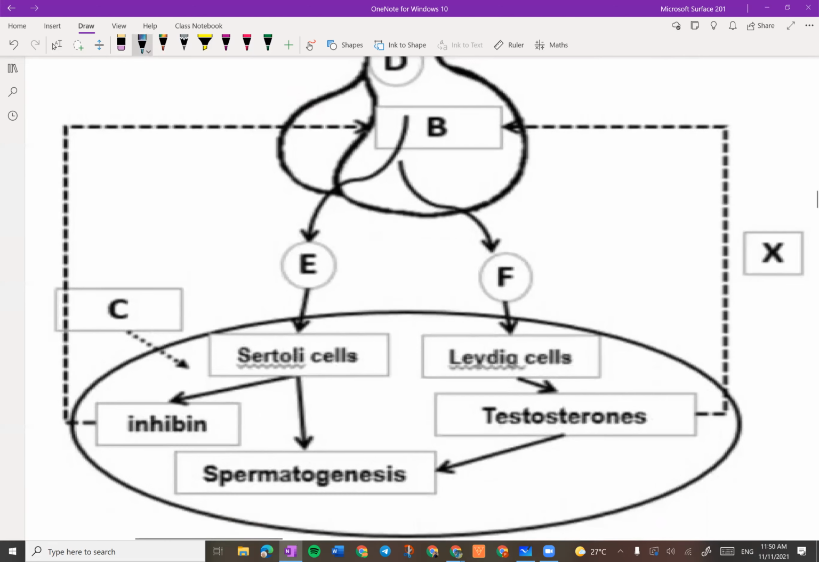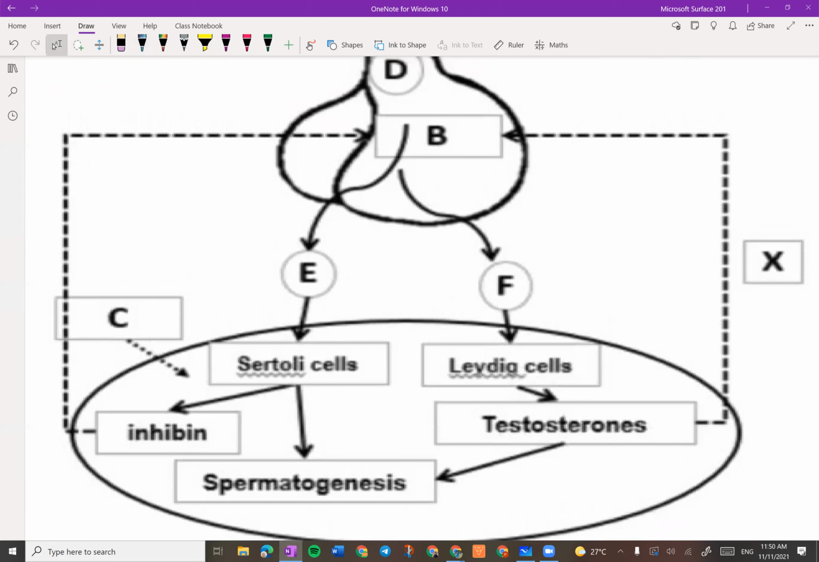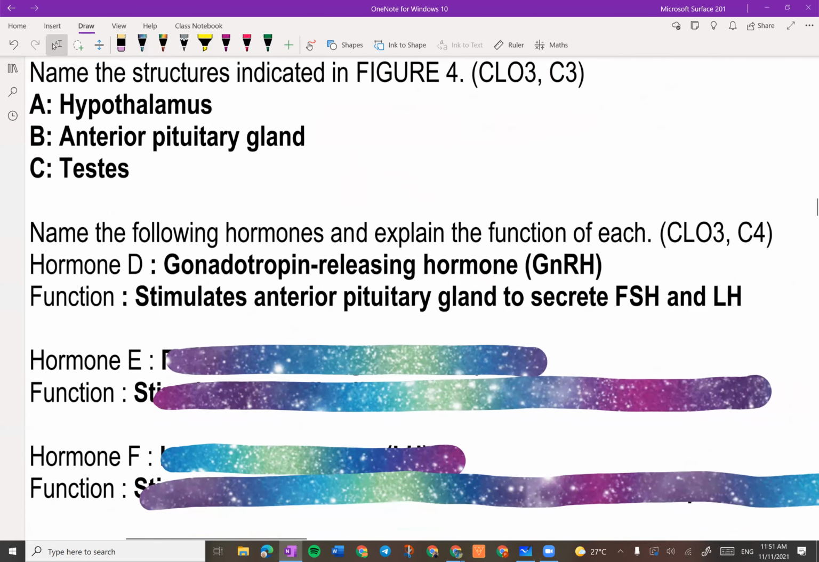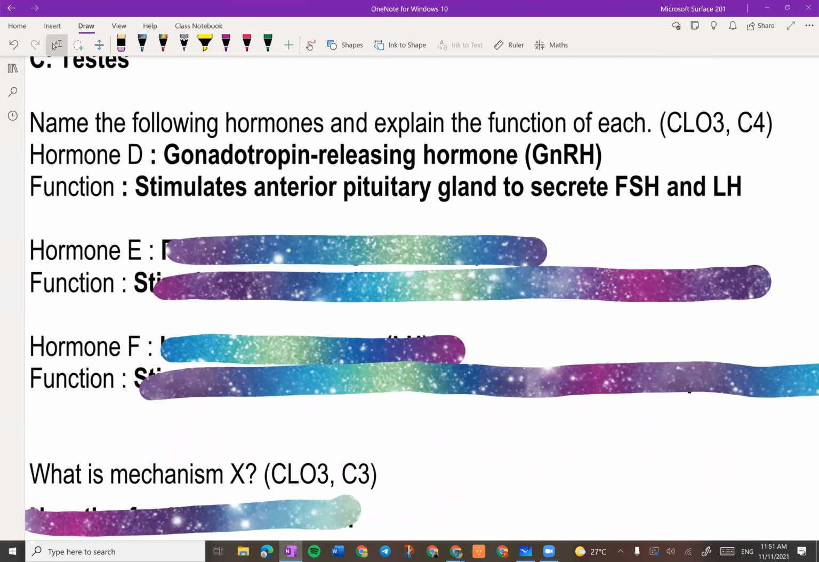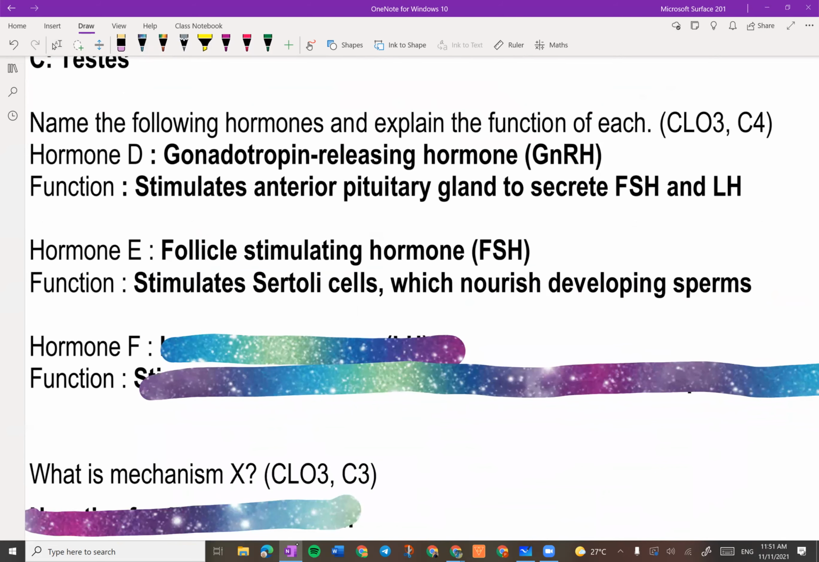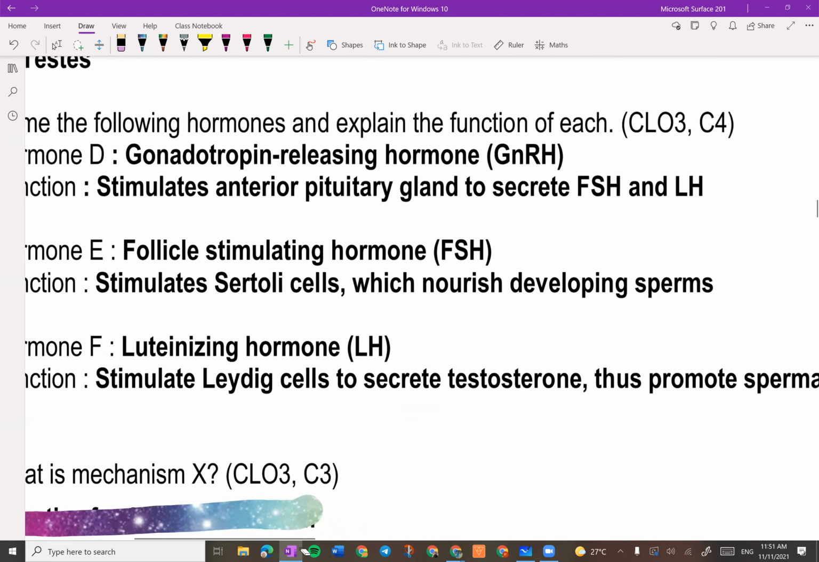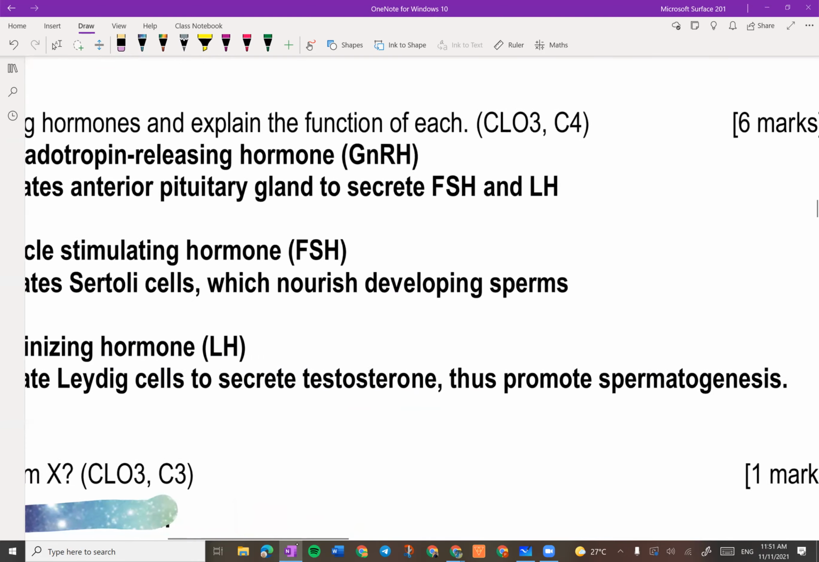F is LH. What is its function? Stimulate Leydig cell to secrete testosterone. Alright, good. Okay, so no problem. Stimulate Sertoli cell which nourishes the developing sperm. Luteinizing hormone secretes testosterone, thus promoting spermatogenesis.